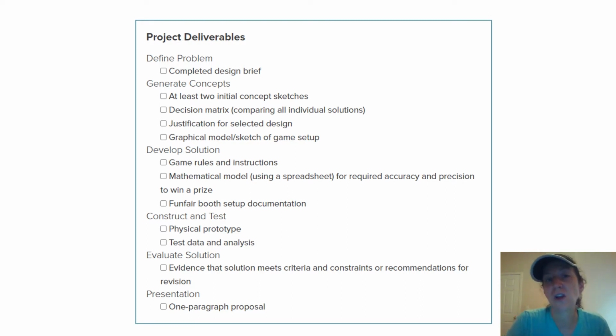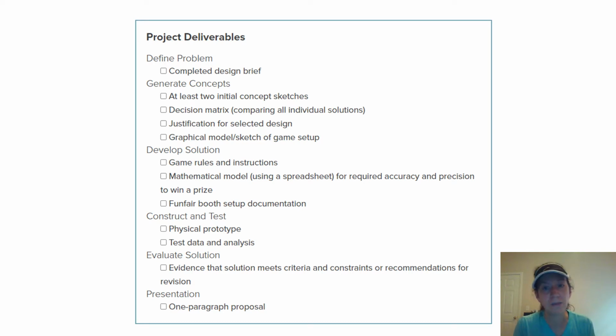You will be completing what's called a design brief, and there is a handout for that. You will be doing some concept sketches with your team. Each individual will be doing some concept sketches. You're going to work on something called a decision matrix, which is a way of evaluating your different ideas. So in your team, you're going to come up with many different ideas. How do you decide which one of those ideas you're going to move forward with? Then you will need to justify that decision. So once you make the decision about what game you're going to go with, why did you pick that one? And then a more detailed graphical model or sketch of the game.